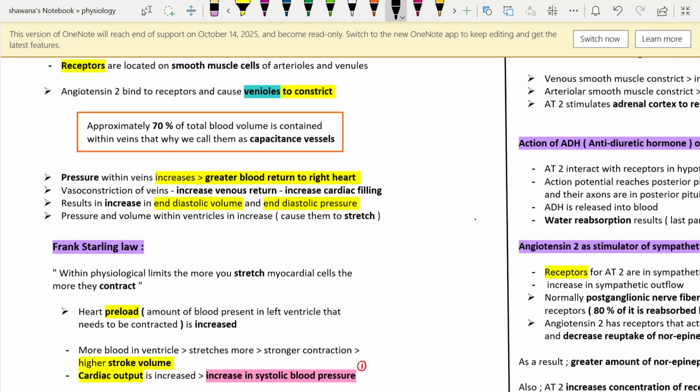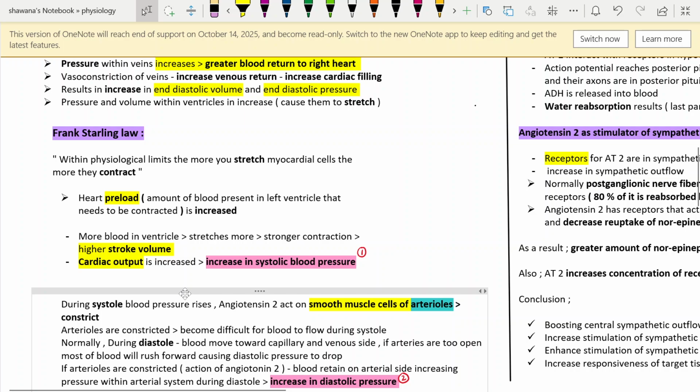When there is greater blood return to the right heart, it will cause increased cardiac filling. The cardiac filling will be more, and it means the ventricles are filled more. It will cause an increase in end diastolic volume and end diastolic pressure. The pressure and volume in the ventricles have increased, which will cause the ventricles to stretch. What does the Frank-Starling law state? It states that under physiological limits, when you stretch the myocardial cells more, the more they will contract.